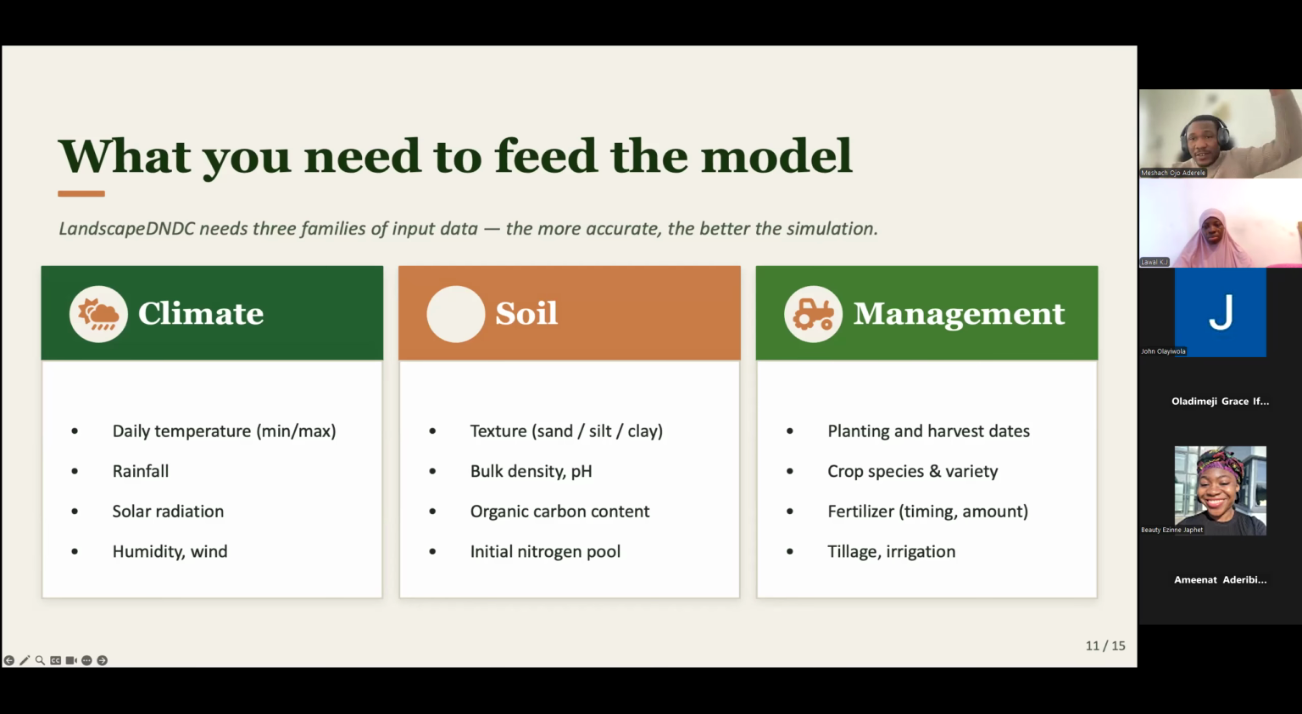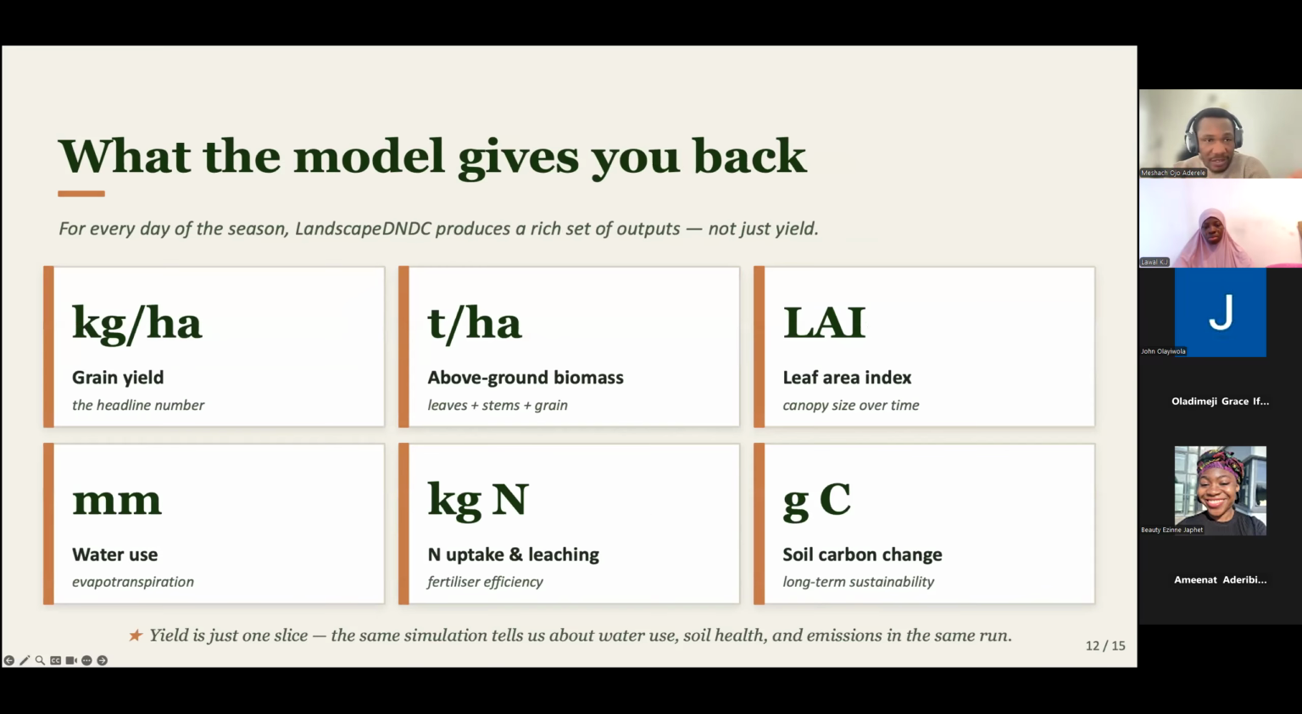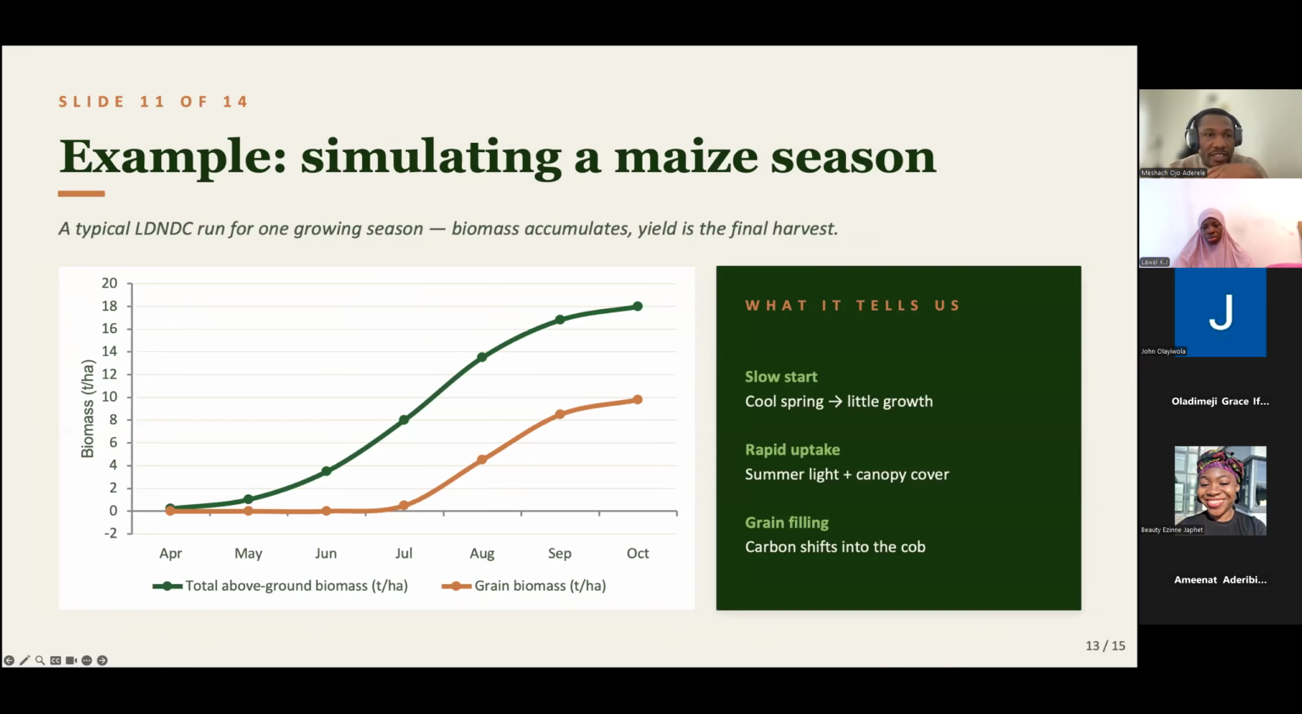It can be in an Excel file, and we use a translator to translate the information from the Excel file into the structure that the model can understand, which is the Extensible Markup Language, which they call XML, that will feed into the model. And these are the outputs that you get, in SI units. So you get the grain yield in kilograms per hectare, the above ground biomass in tons per hectare, the leaf area index, the water use, the nitrogen uptake and leaching, the soil carbon storage, and there are a lot of results that you can get. But this is just a summary that we have.